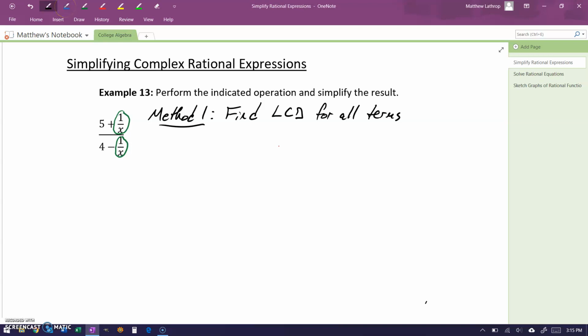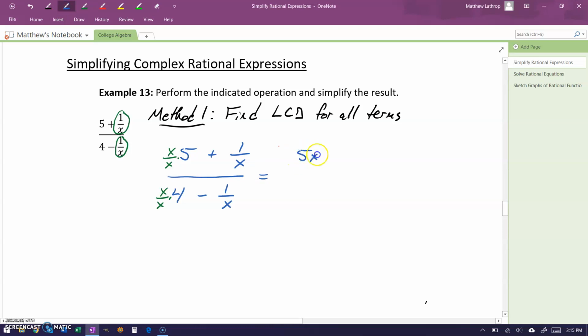So what we're going to need to do is take our expression, 5 plus 1 over x, all over 4 minus 1 over x, and update each of those four terms so that they have an x in the denominator. That's going to mean taking 5 times x over x and 4 times x over x. Once we update that denominator, then we can go ahead and merge expressions together. So this will become 5x plus 1 over x over 4x minus 1 over x.